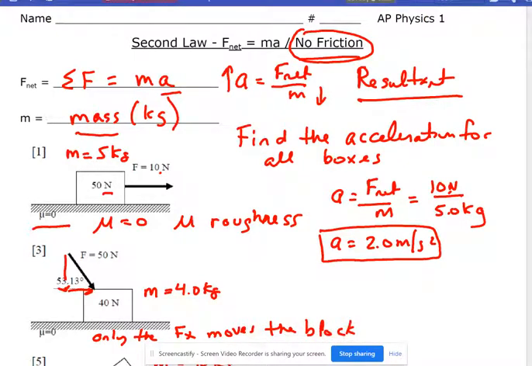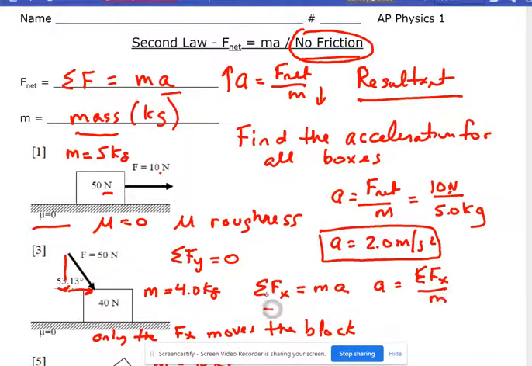I think it should be clear to you that the sum of the forces in the y direction equals 0. There's no movement at all in the y direction in this problem. So what's moving the block? The sum of the forces in the x direction, the only ones that are causing the acceleration, equals ma, or the acceleration equals the sum of the forces in the x direction divided by m. I just rearrange the equation. So there's our equation.